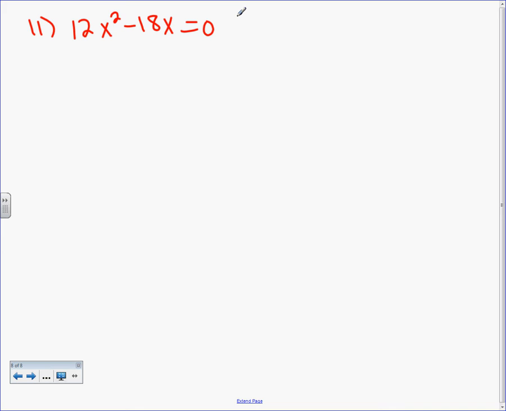So let's just focus on one thing at a time. Today we're solving by factoring. So you ignore the equal to 0 for right now, and you just factor the thing. So let's factor number 11. What's the first step? GCF. What is my GCF on number 11?